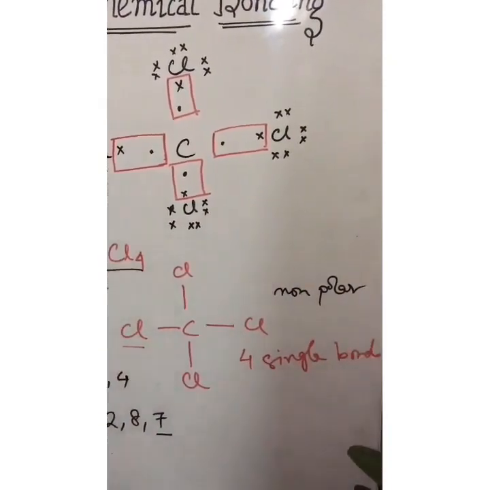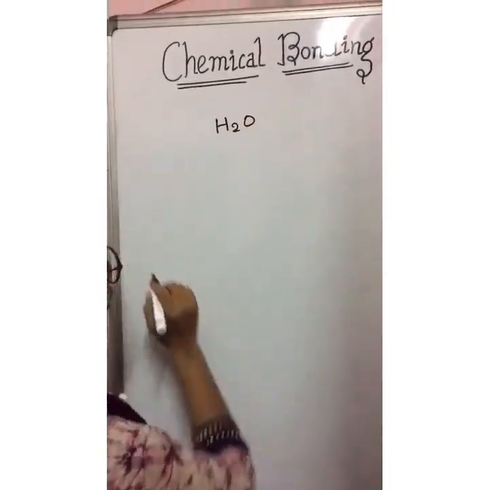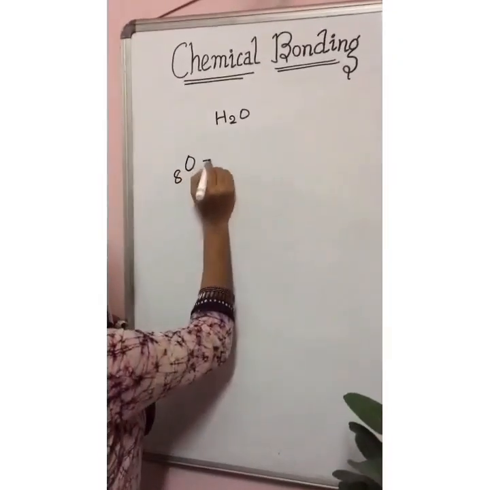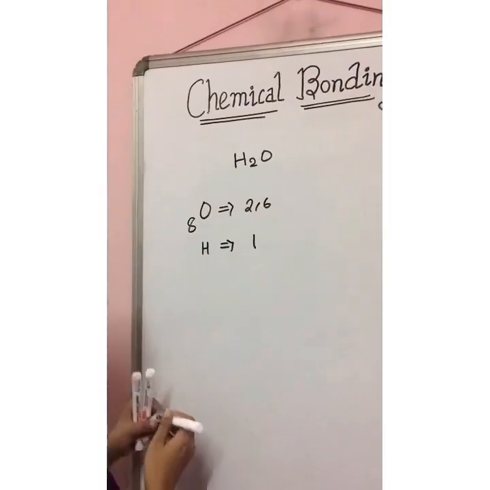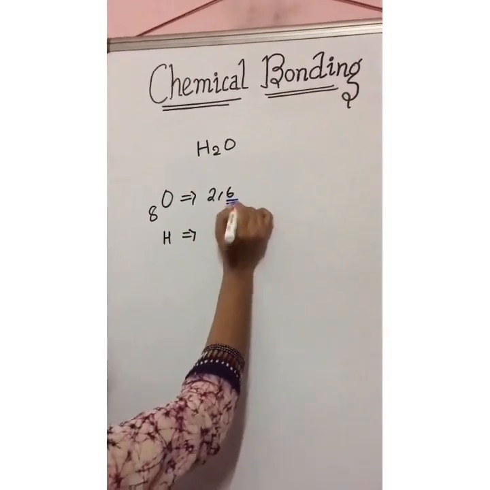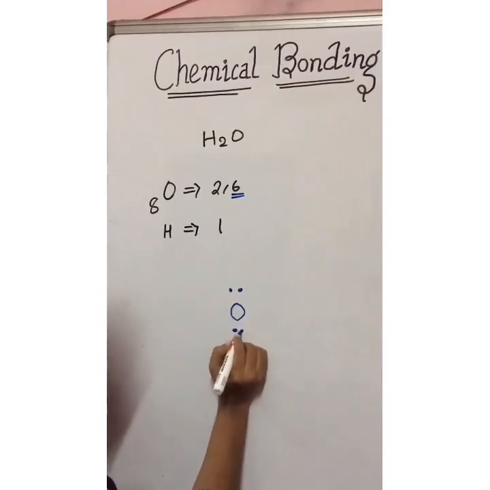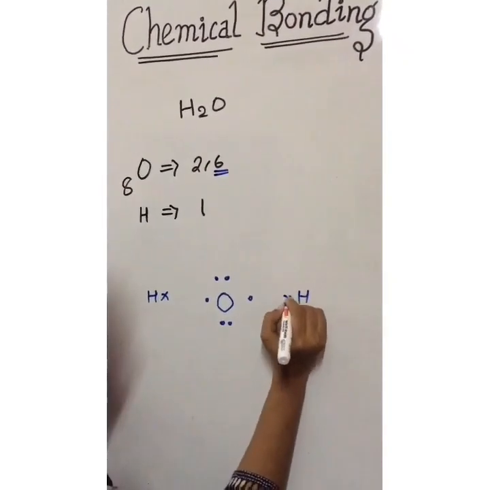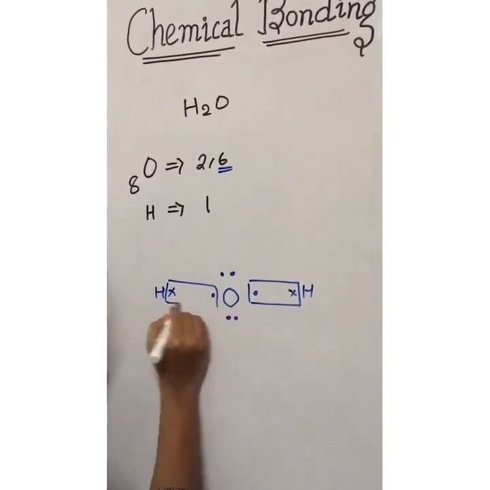The next example is the water molecule, H2O. Oxygen has electronic configuration 2, 6. Hydrogen has electronic configuration 1. Oxygen requires 2 more electrons to get its octet satisfied. So let's draw the structure. This is 1 bond, this is 1 bond.